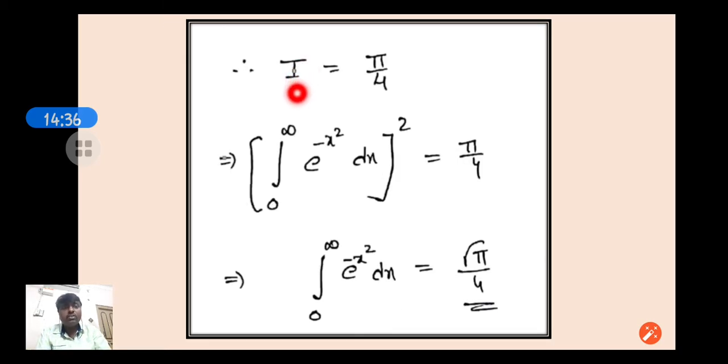Already I know that the original integral I equals pi by 4. So I can be written in the form (integral 0 to infinity e power minus x square dx) whole square is equal to pi by 4. By taking the square root on both sides, integral 0 to infinity e power minus x square dx is equal to square root of pi by 2. By mistake I wrote 4 here; it is pi by 2. Okay, so this is the way we can prove this one.